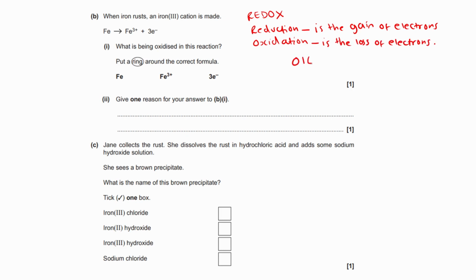Okay, so just remember OIL RIG. Oxidation is loss, reduction is gain. Oxidation is loss of electrons, reduction is gain of electrons. So which formula shows us what is being oxidized? So what loses electrons? And that is this iron here. Okay, initially it's got no charge, and then after the arrow it's got a 3 plus charge because it's lost 3 electrons. So this is the formula, iron, which is being oxidized. It loses electrons. Okay, part B II, give one reason for your answer to B I. So because iron loses electrons.